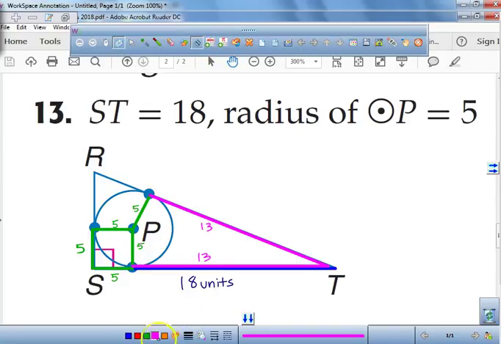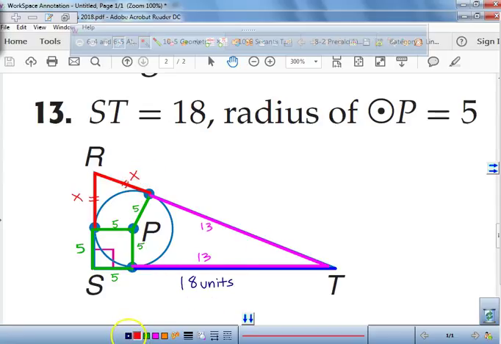All right. So the last thing I want you to do is this. From R to right there, and from R to right there, even though I don't know what those distances are, I know they have to be the exact same distance because these are tangent to the circle. So I'm going to call this X. I'm going to call that X.